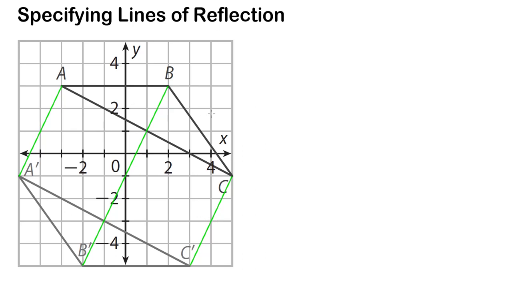So then how do we specify a line of reflection? Well, the first step is to do what I've already done here, which is to draw line segments from each point to its partner point. Now we need to find the midpoint of each of these line segments in order to find the middle.